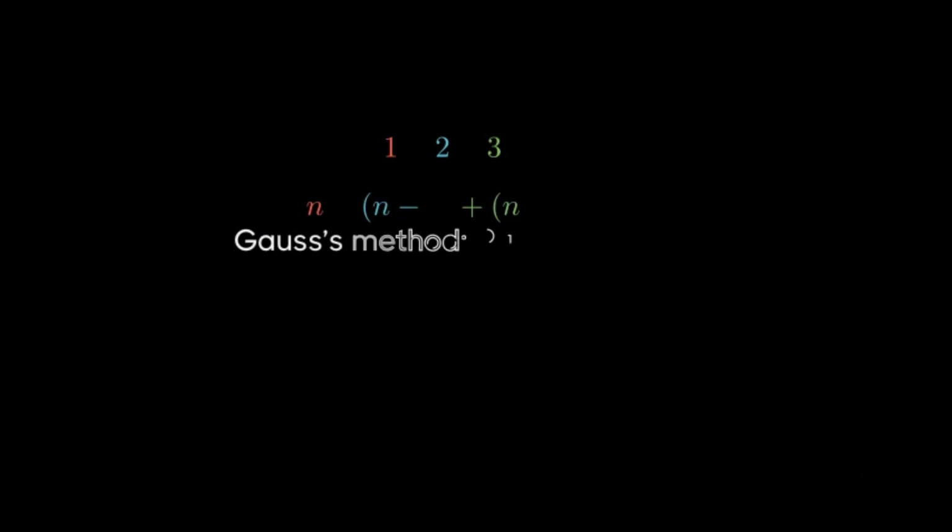Gauss's method teaches us that sometimes approaching a problem from a different angle can reveal patterns that simplify complex calculations. By pairing terms strategically, we discovered a simple formula for summing natural numbers.